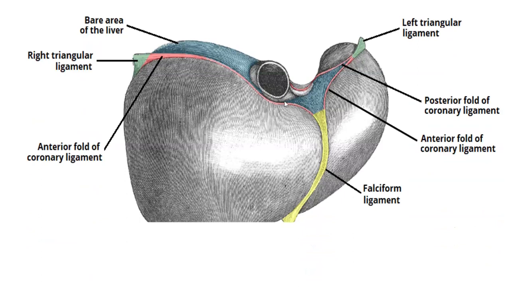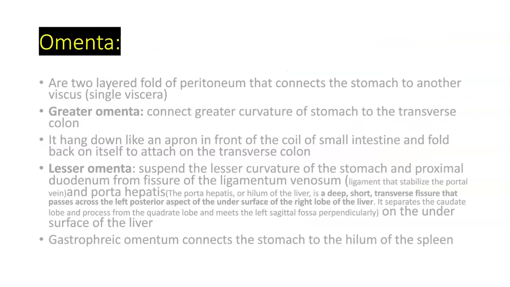As you can see here, this is the falciform ligament that connects the diaphragm to the anterior abdominal wall. The falciform ligament moves backward and becomes the coronary ligament, and when it moves posteriorly, it becomes the left triangular and the right triangular ligament. This is actually the bare area of the diaphragm, which is not covered by the peritoneum.